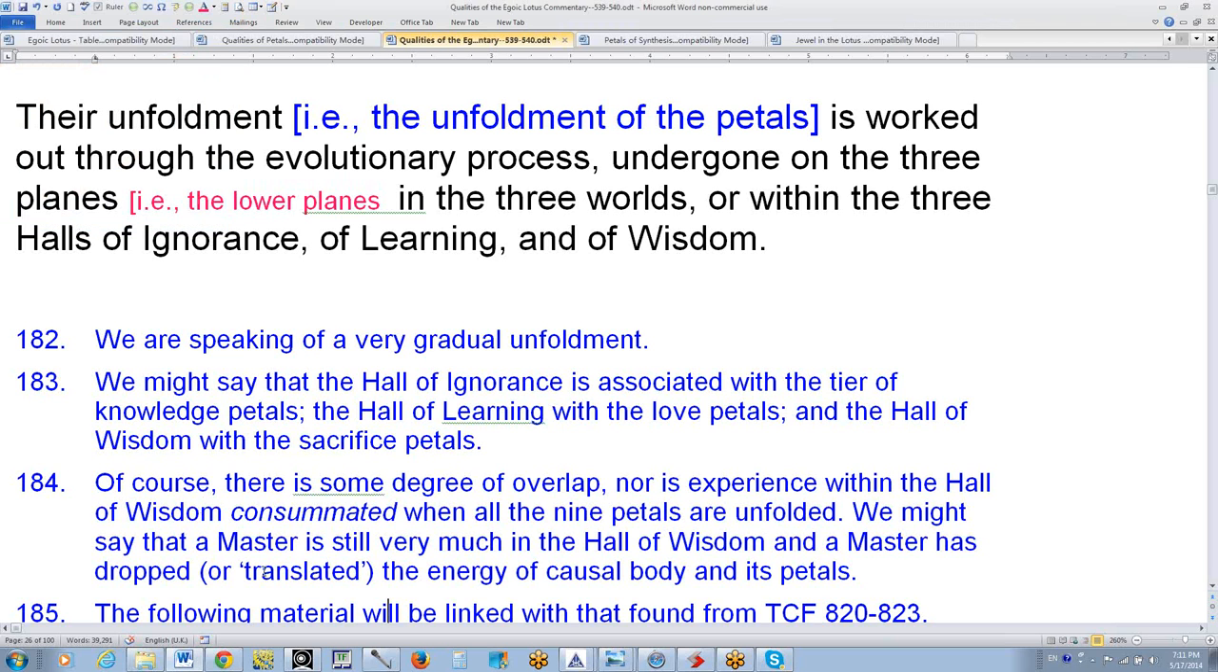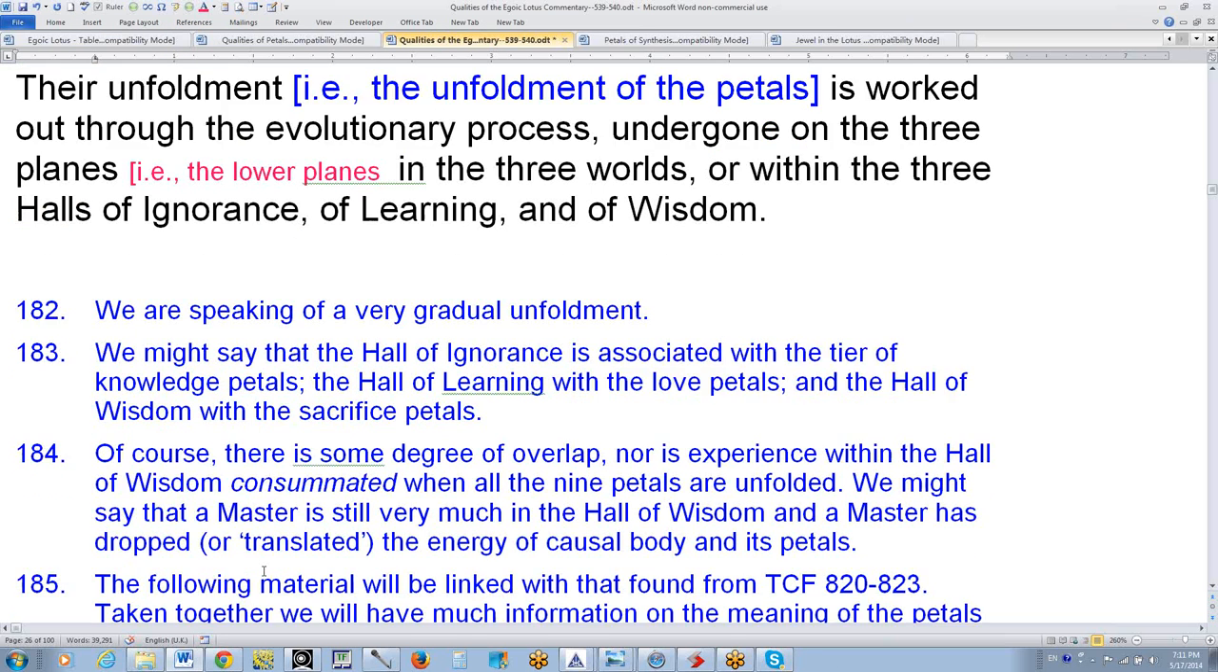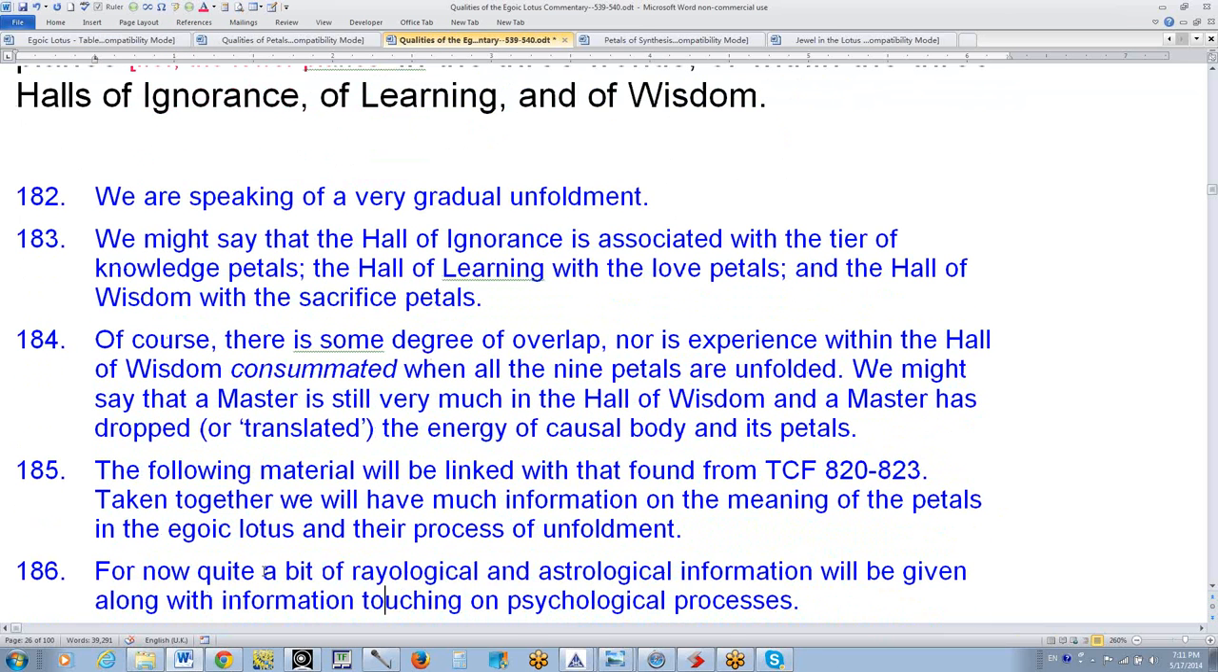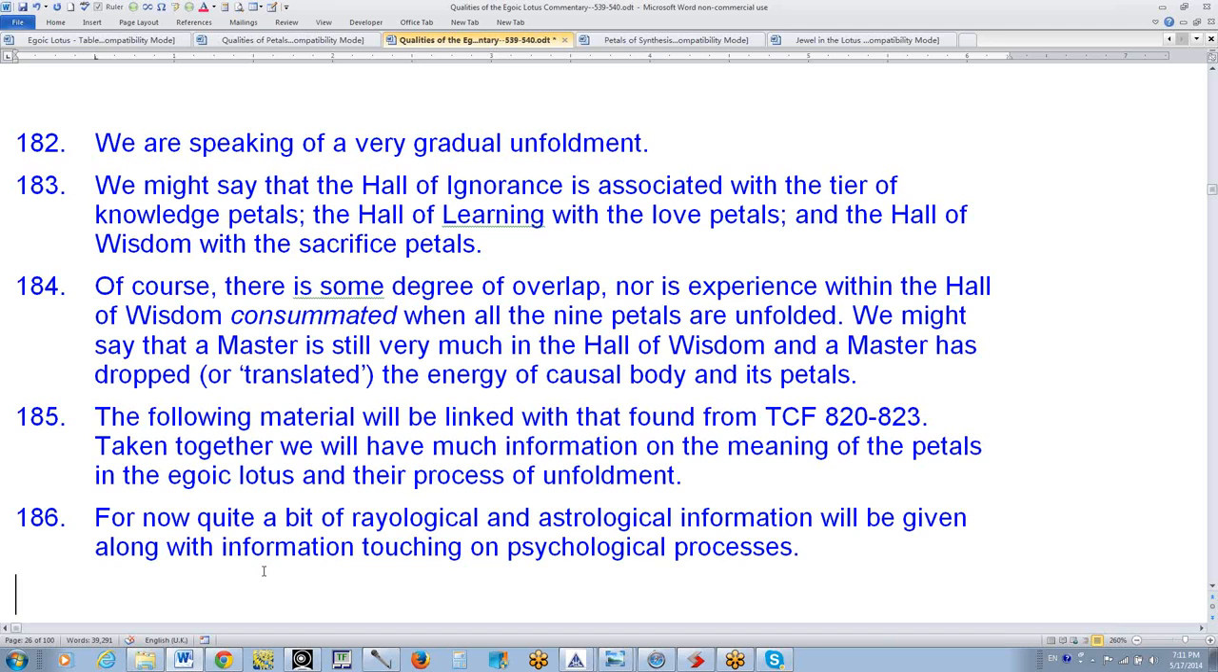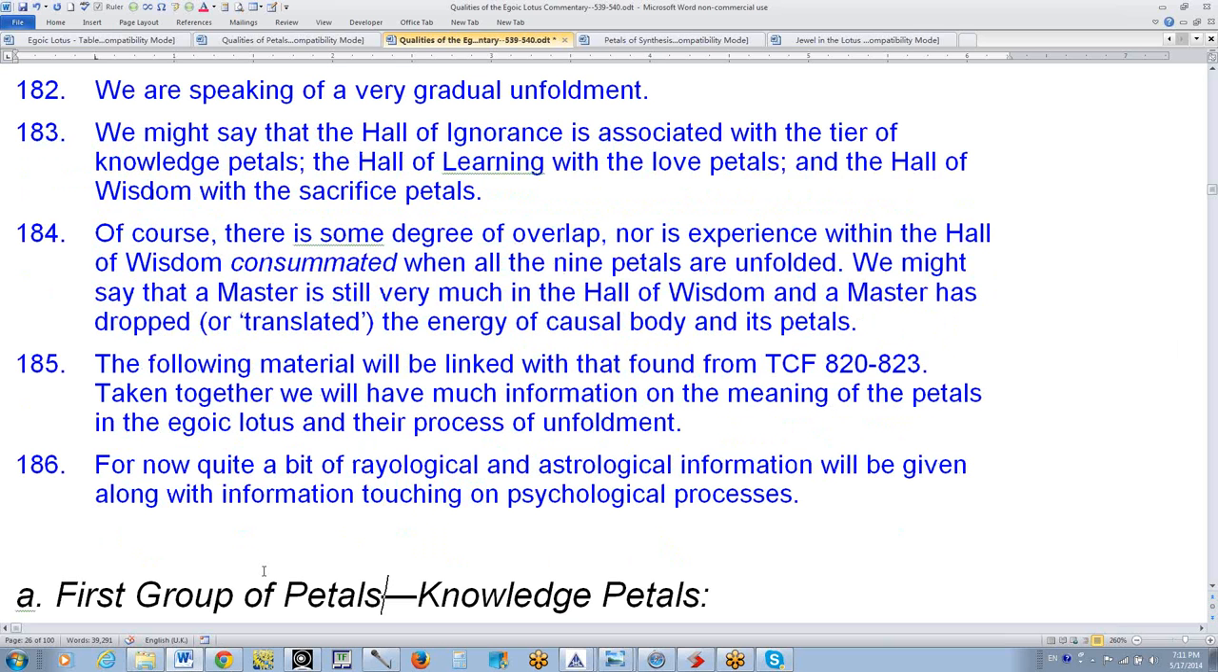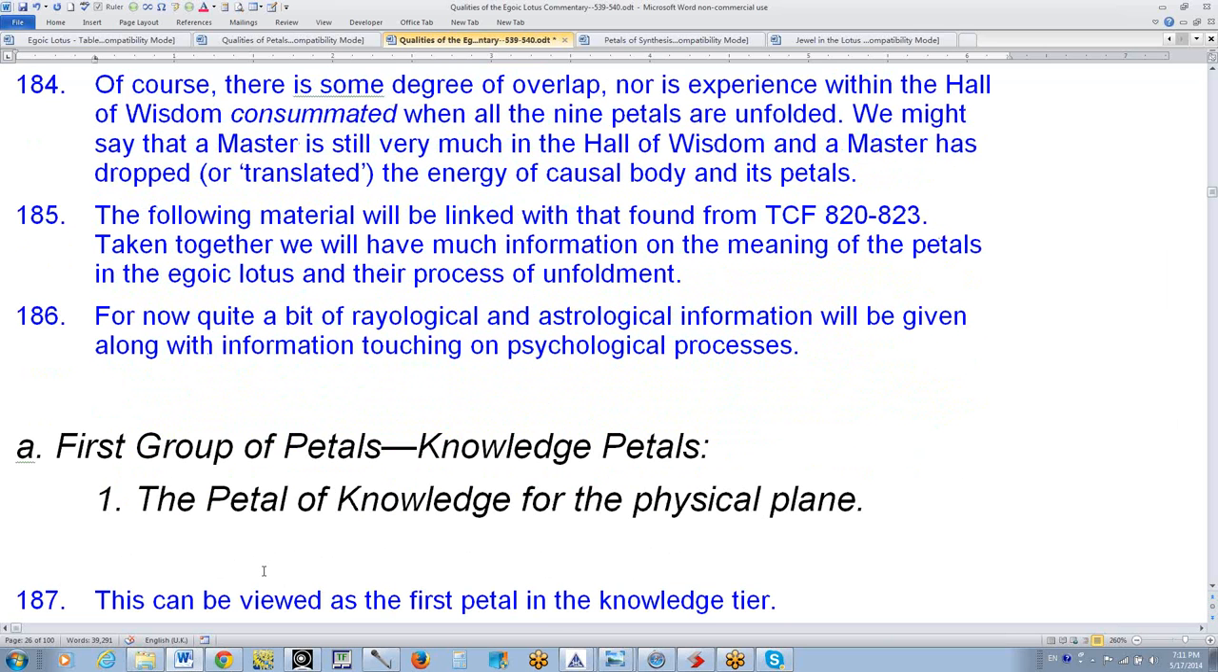Nor is experience within the hall of wisdom consummated when the 9 petals are unfolded, because there's a lot more wisdom to be gathered after the third initiation. We might say the master is still very much in the hall of wisdom, and the master has dropped or translated the energy of the causal body, elevated it somehow into its petals, the energy of the causal body and its petals into the triadal level. So the following material will be linked with that found from Cosmic Fire 820 to 823.